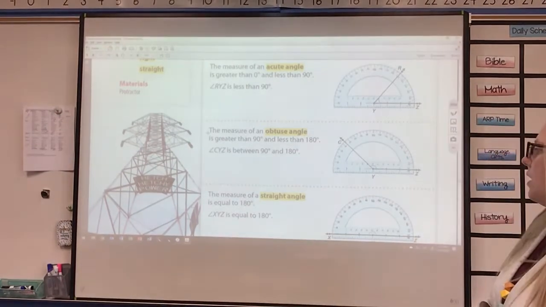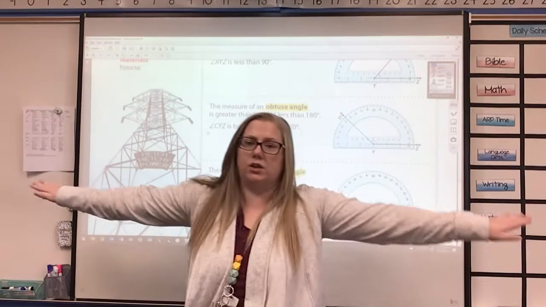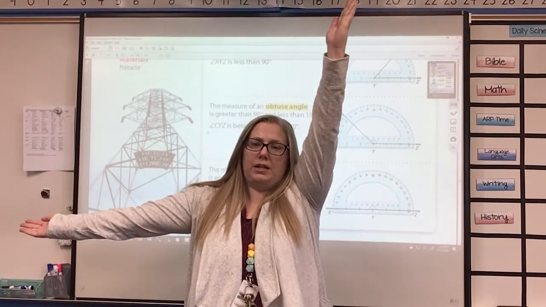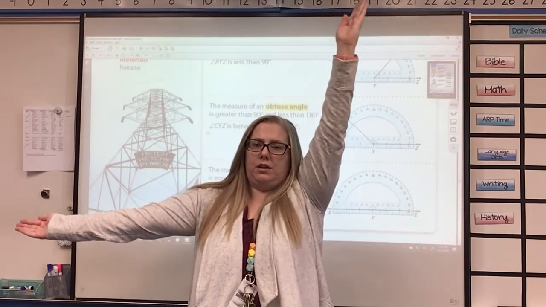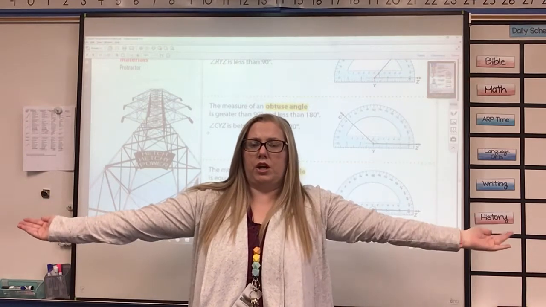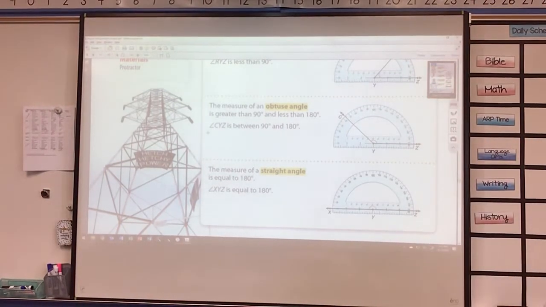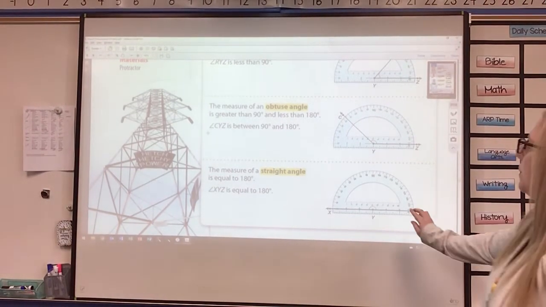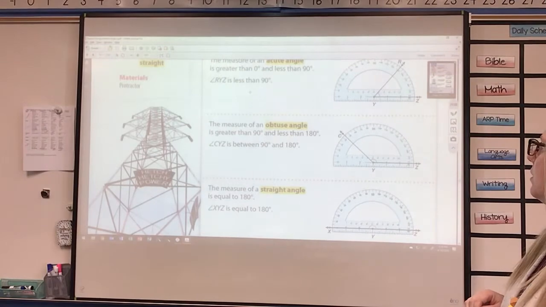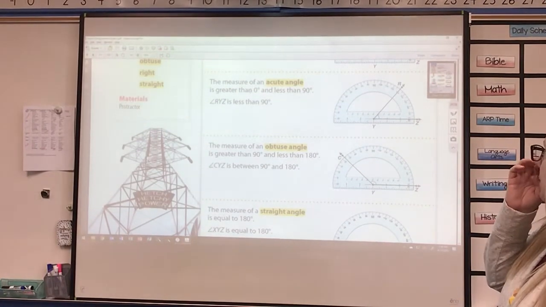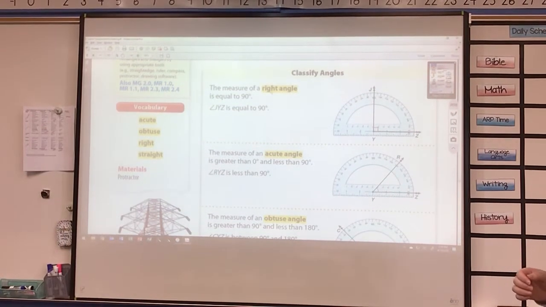And the last one we call a straight angle, which equals 180. That's just like a straight line. So right, acute, obtuse, straight. Right, acute, obtuse, straight. Okay? So again, this equals 180. This is more than 90 and less than 180. And this is acute, which is less than 90, and then we have right, which is 90.